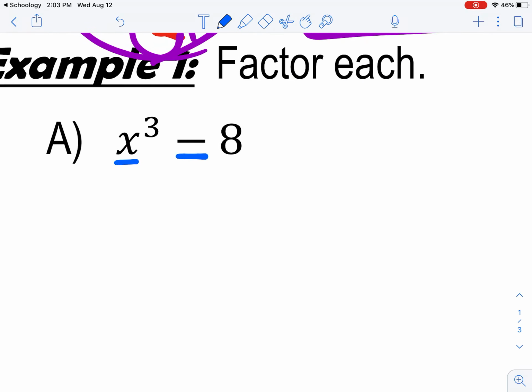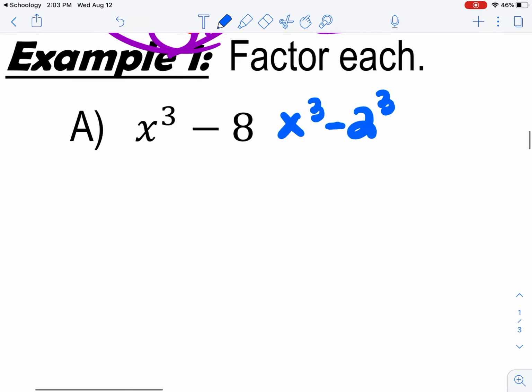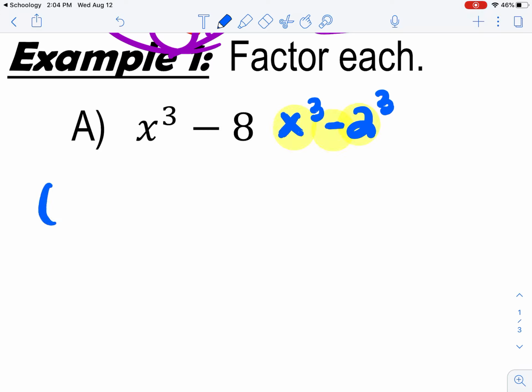So first off, this is a cube, this is a difference, and this is not written as a cube, but it can be, so let's do that. So this is x cubed minus 8, and 8 is the same thing as 2 cubed. And now we can use our special factoring pattern. You're going to copy the base. So remember the base is x minus 2. That's going to be your binomial.